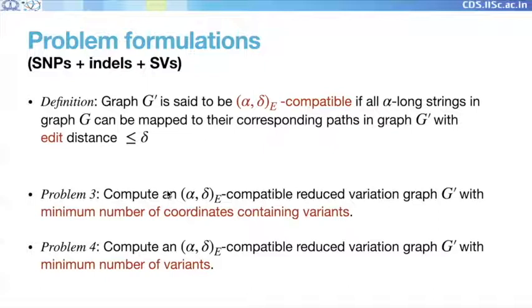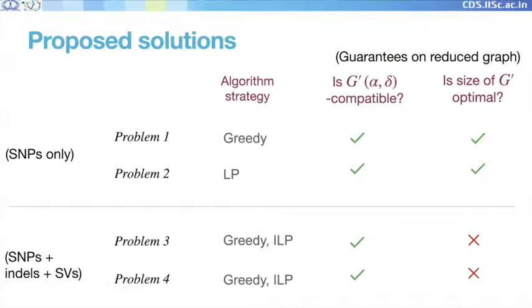Now, in problems 3 and 4, we similarly define these two problems while seeking a minimum sized reduced graph, either containing the minimum number of positions containing variants, or, in problem 4, the minimum number of variants. So in this work, we address all these 4 problems using various algorithms and heuristics.